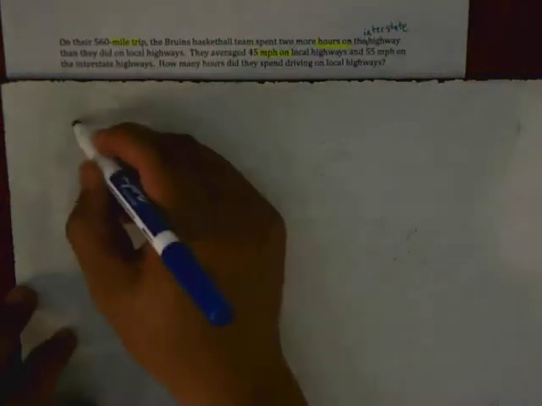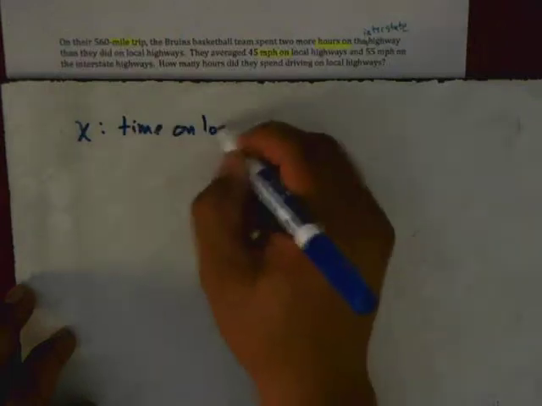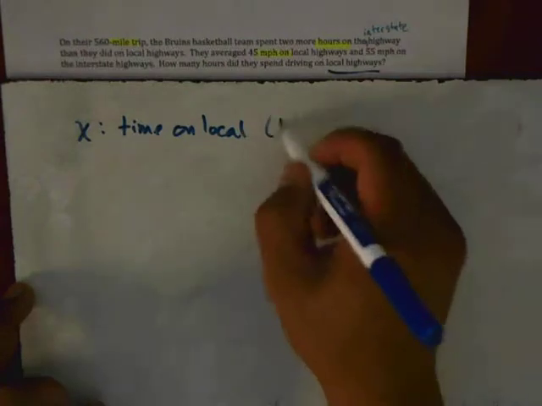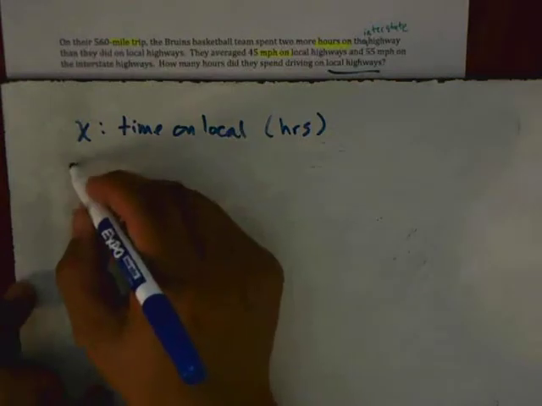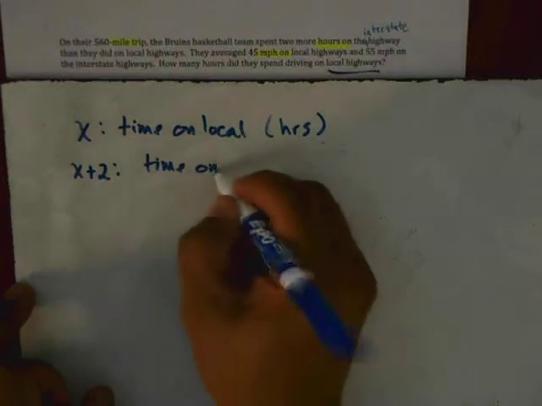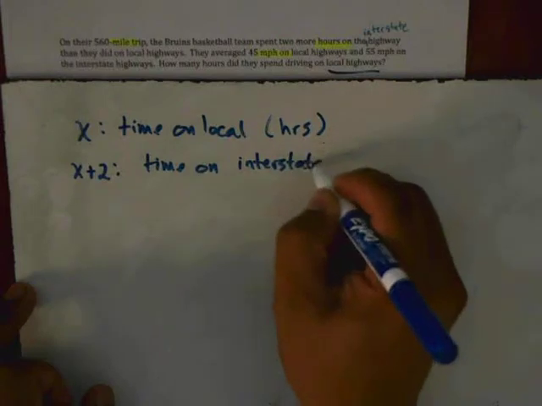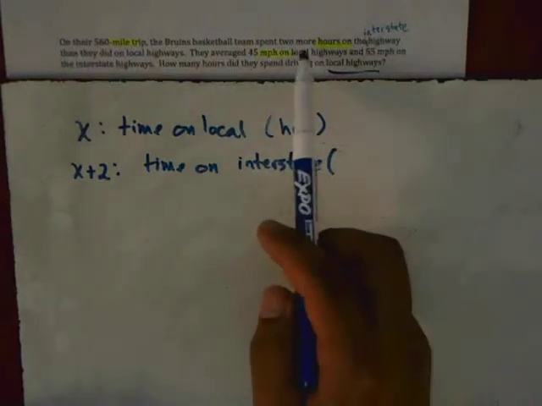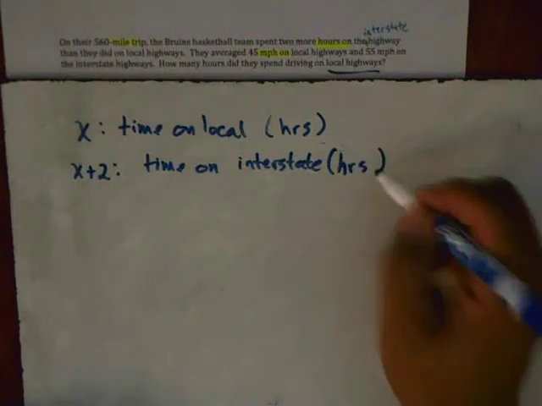So the first thing I'm going to say is that x is the time on the local. Since that's what we're solving for, I'm going to use x as that variable, and this is in hours. It's essential, again, that we keep track of our units. Next, I'm going to say that x plus 2 is the time on the interstate, because it says that they spent 2 more hours on the interstate than they did on the local. And these units are also in hours.